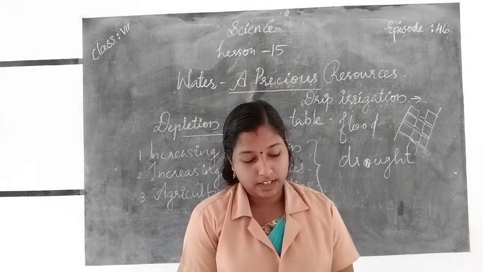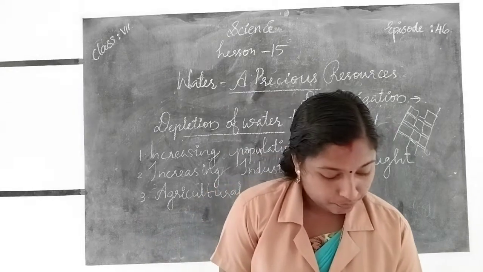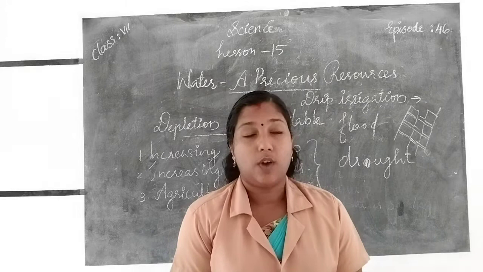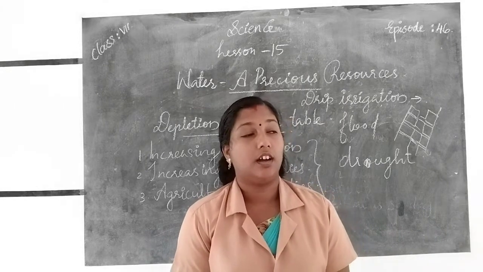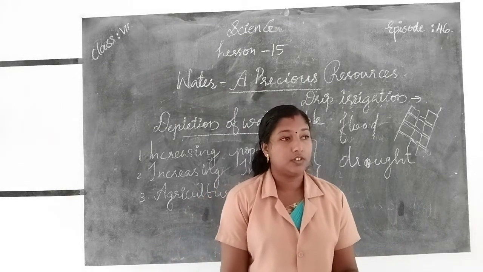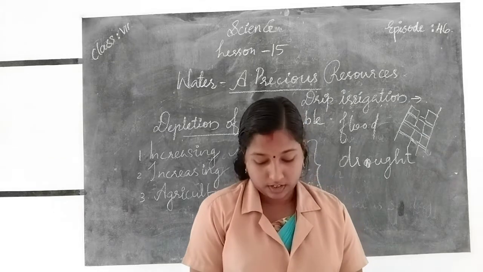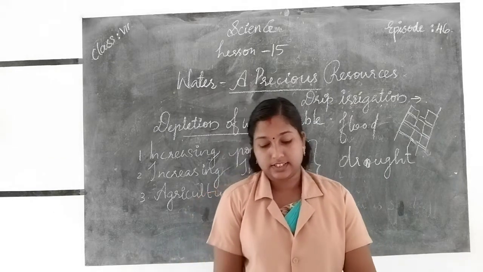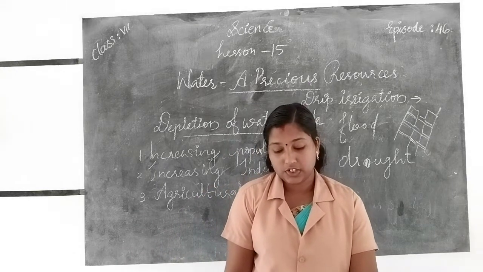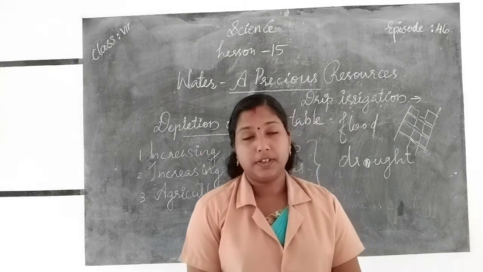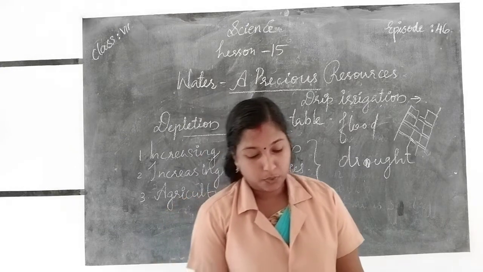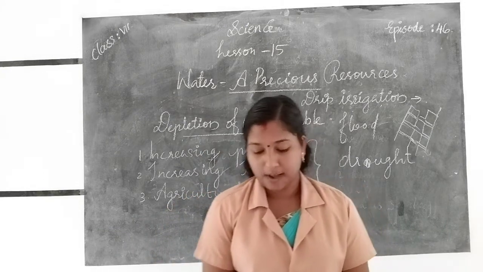Then we learn about the water cycle. The water cycle is completed by going through different processes like groundwater, evaporation, condensation, clouds, transpiration, infiltration and precipitation. Through these processes, the water cycle is completed.